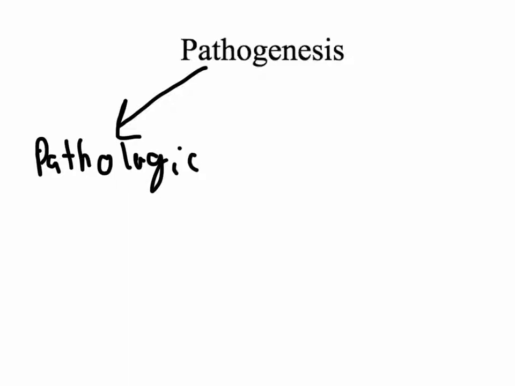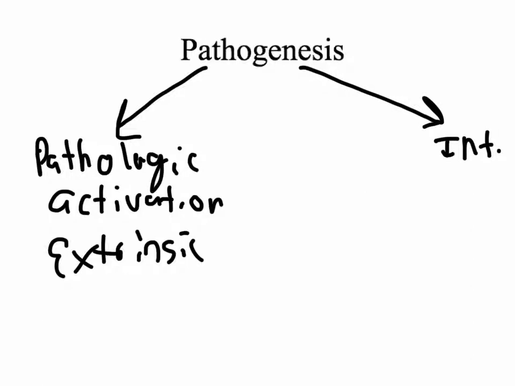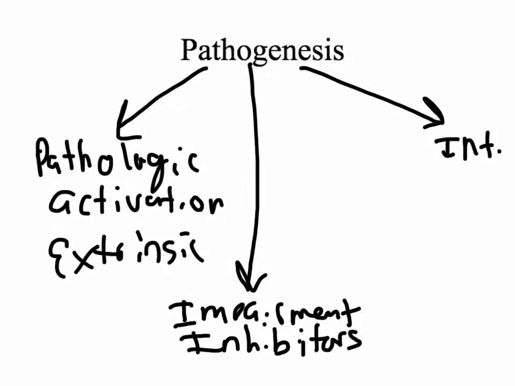The pathogenesis is basically three-pronged. You can have a pathologic activation. So I'm just going to put pathologic once because all of these are pathologic. Pathologic activation of the extrinsic pathway. You can have a pathologic activation of the intrinsic pathway. You can have a pathologic decrease or an impairment in the inhibitors of coagulation. You can have endothelial damage.